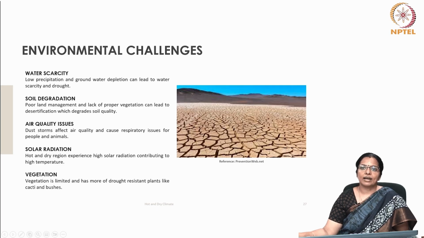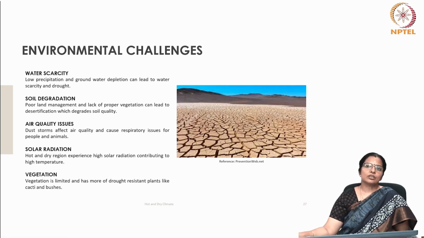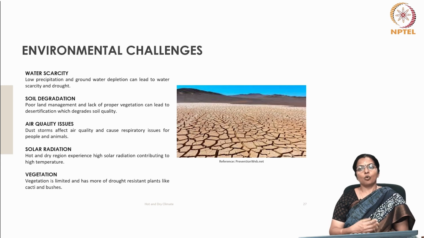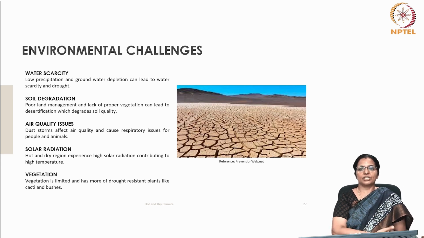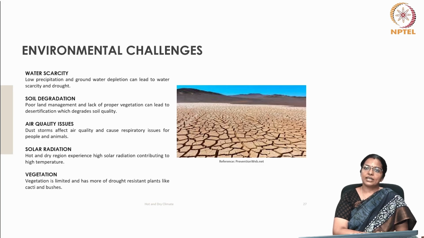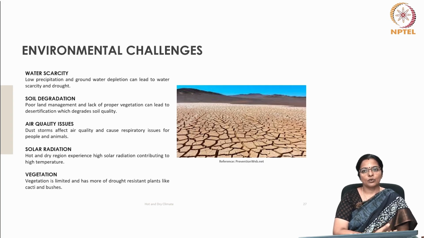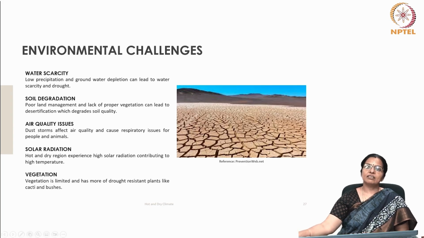If we look at the environmental challenges, there is a lot of water scarcity because of low precipitation and groundwater depletion. Soil degradation happens very fast because of poor land management and lack of proper vegetation. Dust storms have an influence on air quality, causing poor air quality. Solar radiation is extremely high with high temperatures. Vegetation is sparse, limited to shrubs and a little ground cover.